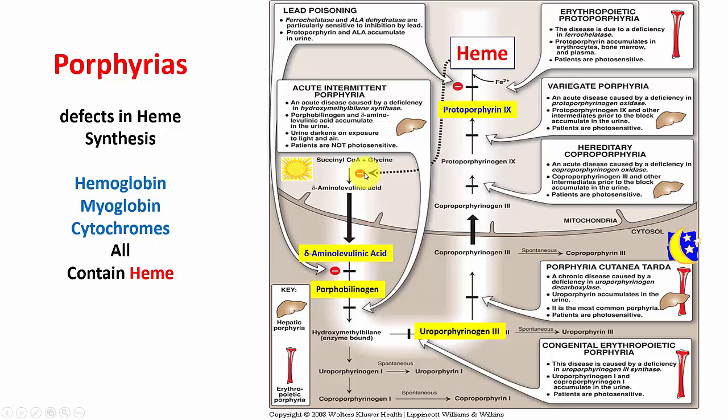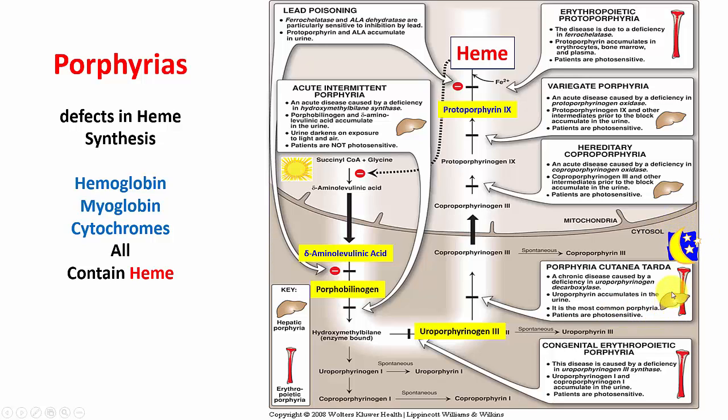The other form that I want you to focus on is porphyria cutanea tarda. It is a chronic disease caused by a deficiency of uroporphyrinogen decarboxylase, and uroporphyrinogen accumulates in the urine. So uroporphyrinogen 3 is the product that accumulates in the urine. It is the most common porphyria, about 1 in 10,000, and these patients are very photosensitive. Therefore, they don't like the light, and they tend to go out at night if they go outside.